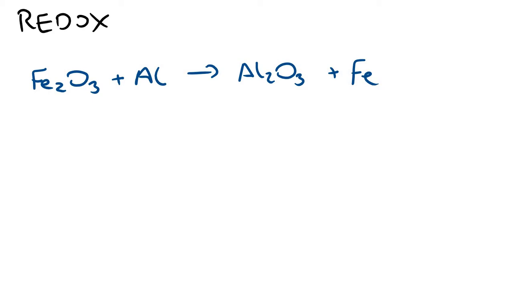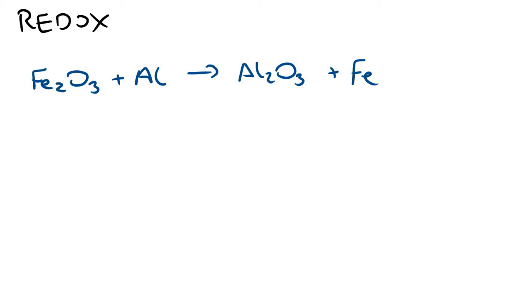This reaction itself is known as the Thermite reaction. It produces a huge amount of energy and is sometimes used to seal and fix train tracks because of the molten iron that gets produced at the end. So if you do get a chance, you can have a look at that video online. But first we're going to look at what happens here.